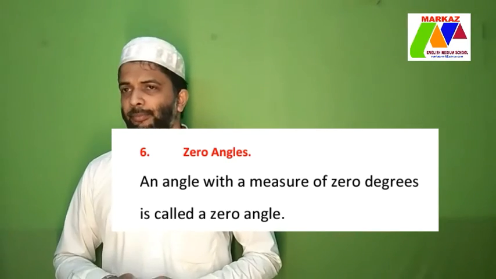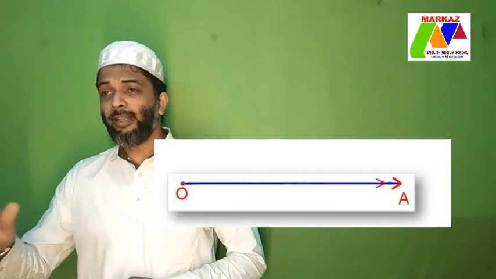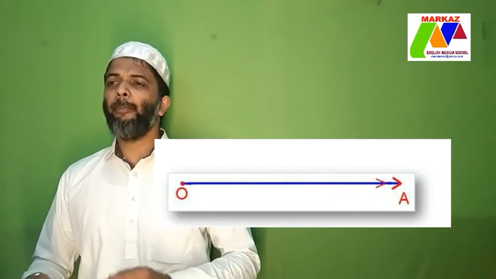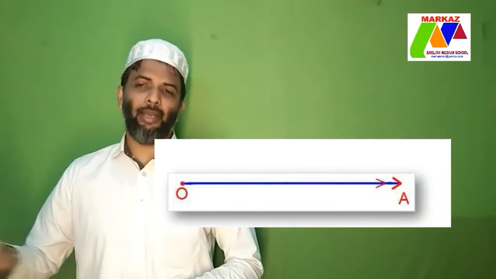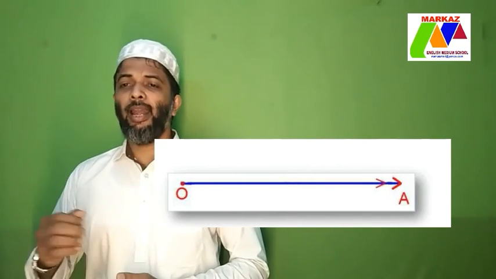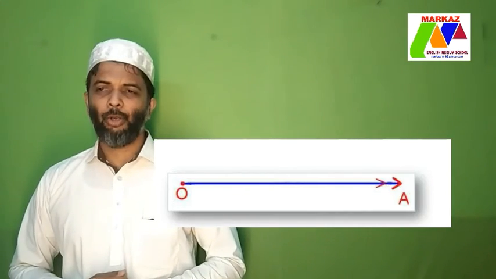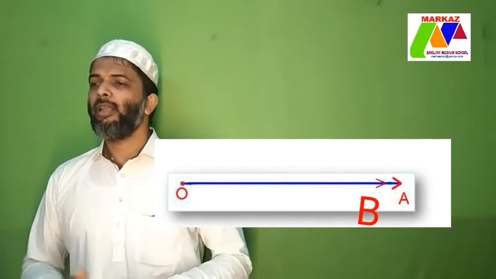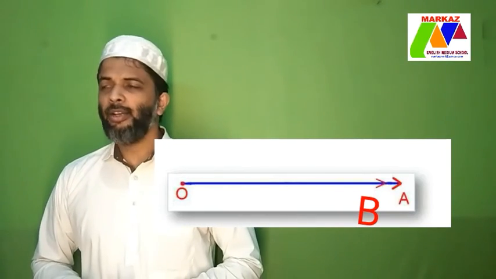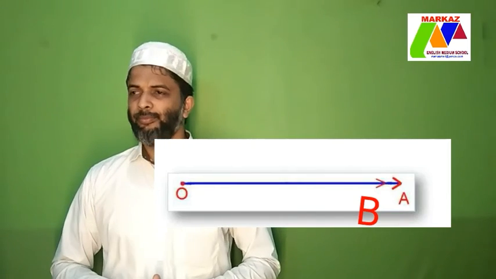Consider two rays. One of the rays rotates toward the other ray until they both lie on the same line. Here, ray OB lies exactly on top of ray OA. Look at the screen. So there is no angle here. So its measure is always 0 degrees.